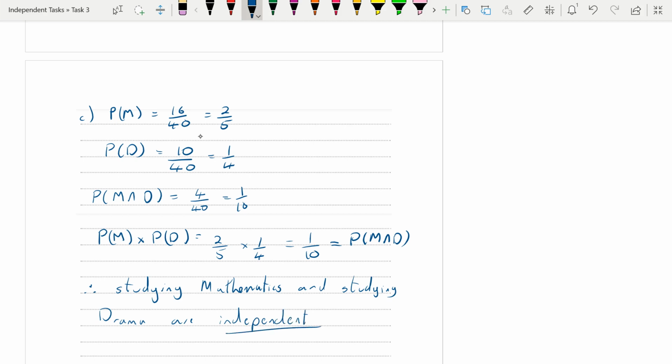Okay, now let's say, for instance, if I got to this point here and I got, I don't know, 3/10, I would then say, okay, that doesn't equal my intersection, so they're not independent. So it's important to know when we can use a rule and when we can't.